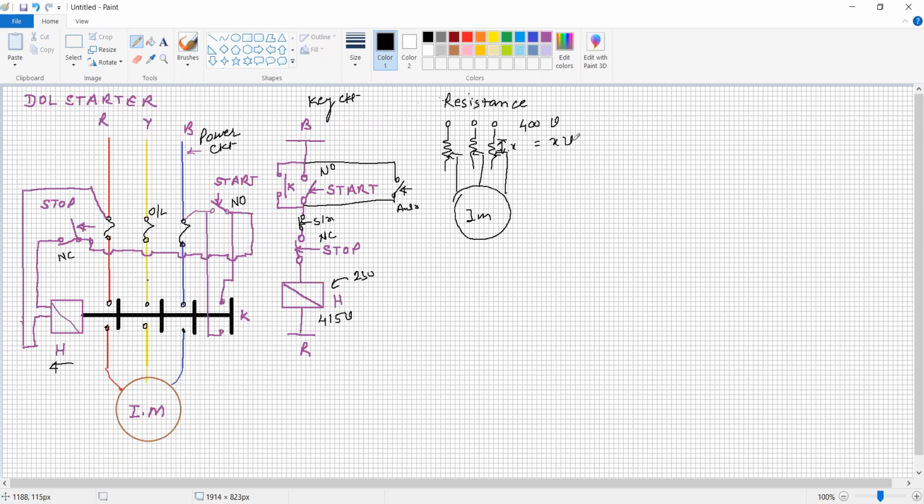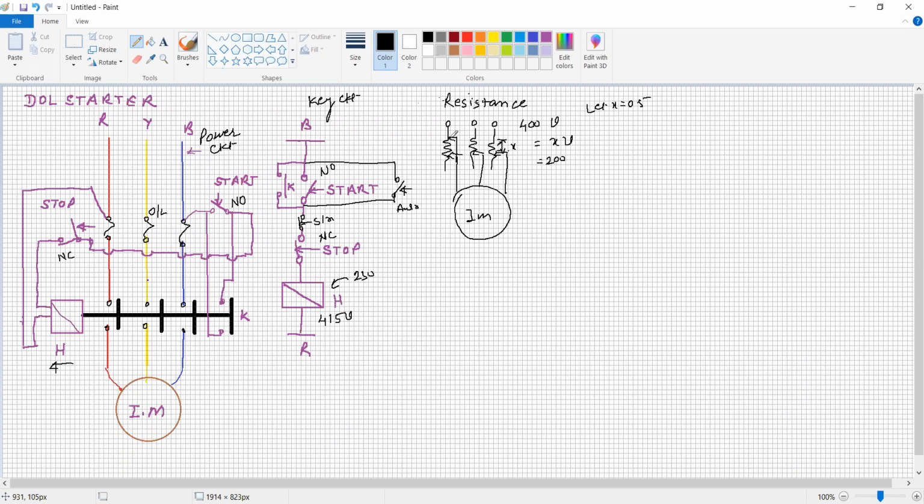So X into V, let X be equal to 0.5. So the voltage will be 50% of the rated voltage. If the rated voltage is 400, then 200 is applied to the motor at the time of starting. Once the motor picks up speed and the starting current reduces to a small value, this resistance is totally cut out from the circuit and the motor gets the rated voltage.